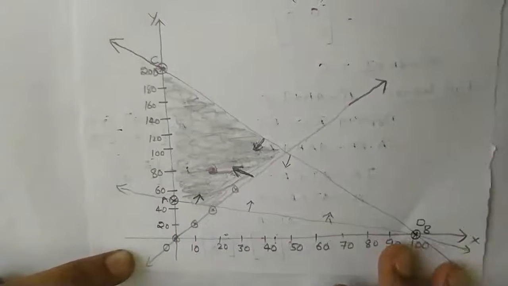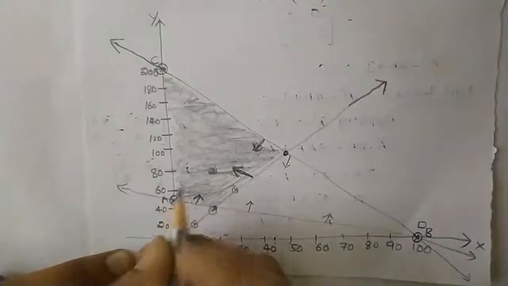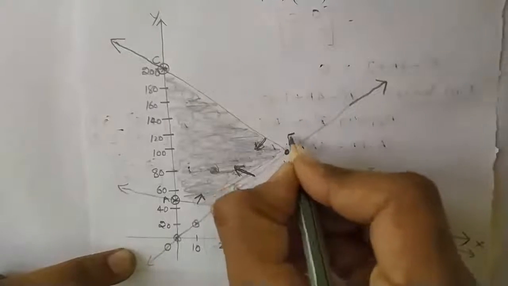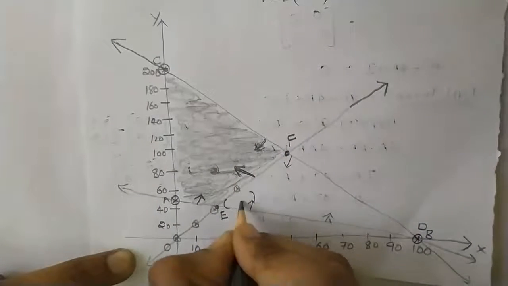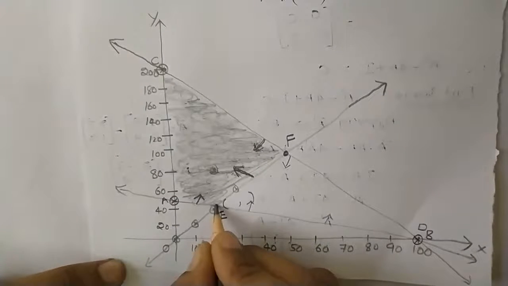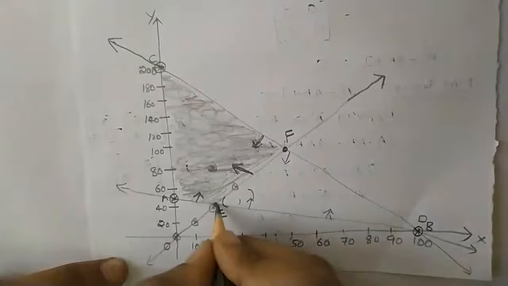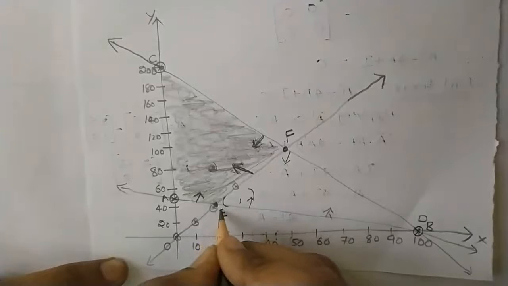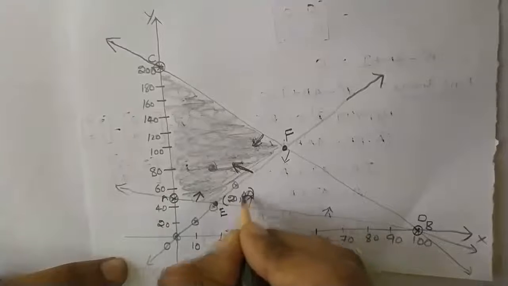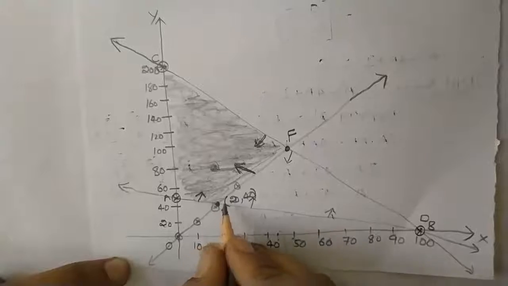This shaded portion is the feasible region. What about the corner points? Corner points are A, C, E, F. It is the point E where these two lines coincide. You just check in the graph, not by the rough diagram. You just check exactly at which point it coincides. Exactly (20, 40). You can check by drawing the graph on a graph sheet.